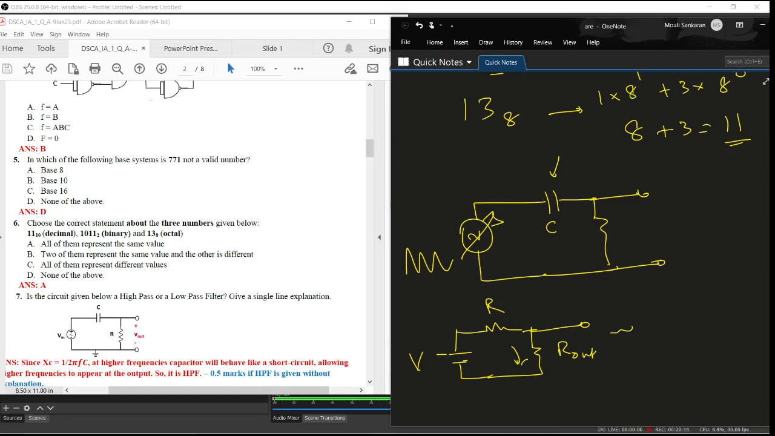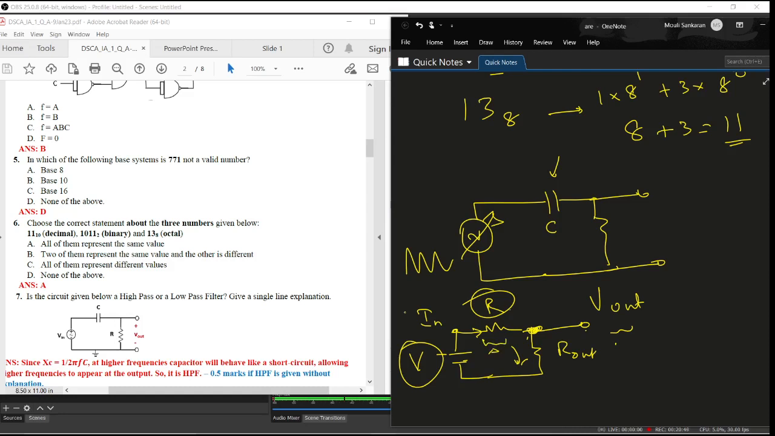Now this is some resistance in the middle, and this is the input I am giving. The output I am getting across R out, this resistor, is V out. Now suppose I have a voltage V and some current will flow. When will I get the maximum output at this point? Only when the voltage drop across the other resistor is small.